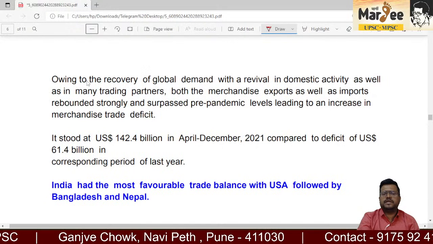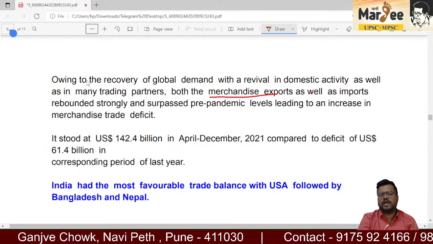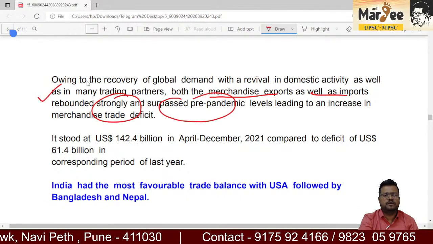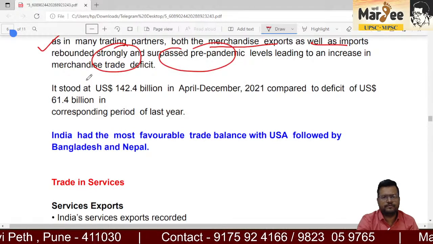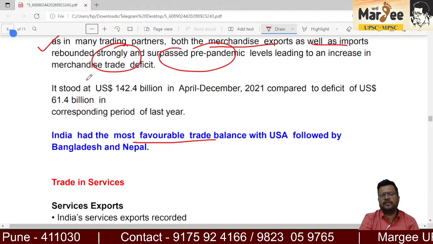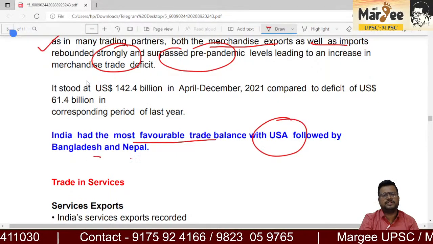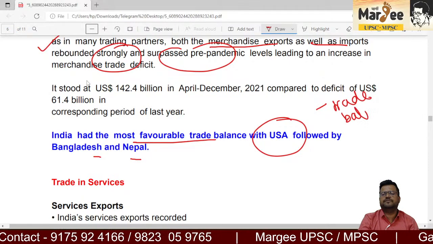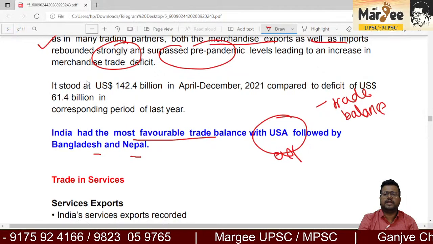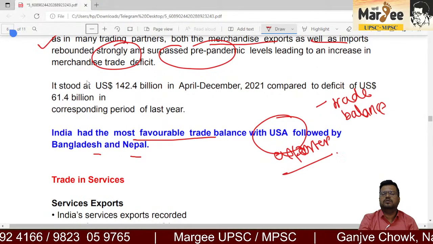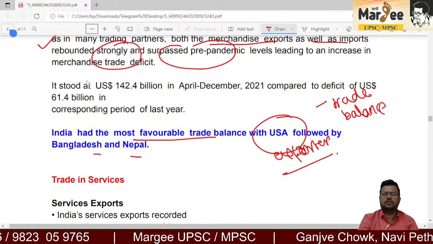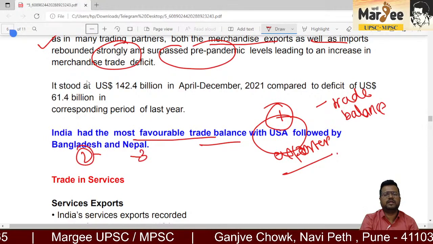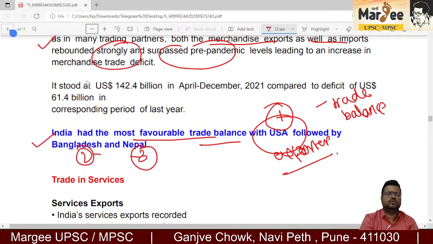We have seen till now that both merchandise export as well as imports have rebounded strongly and surpassed pre-pandemic level. India had the most favorable trade balance with USA, followed by Bangladesh, Nepal. Trade balance in favor of India means we are exporting more to this country than importing. So the most favorable trade balance is with USA, second is Bangladesh, and third is Nepal. So you can remember these three facts.